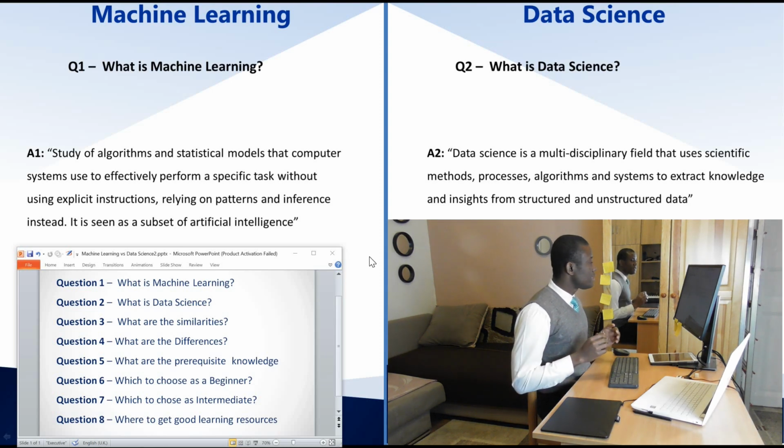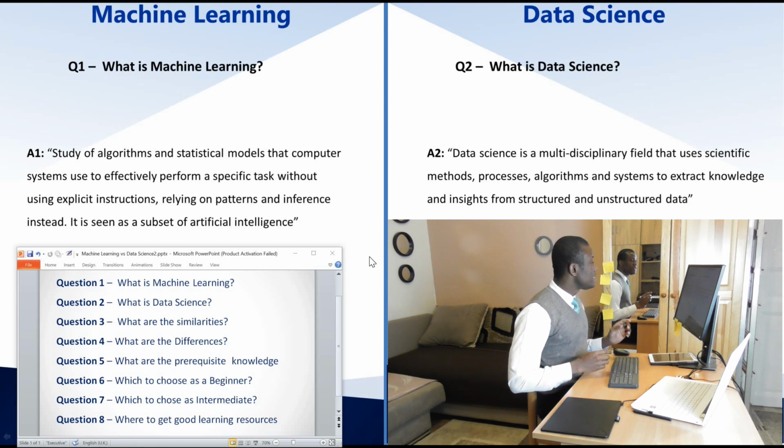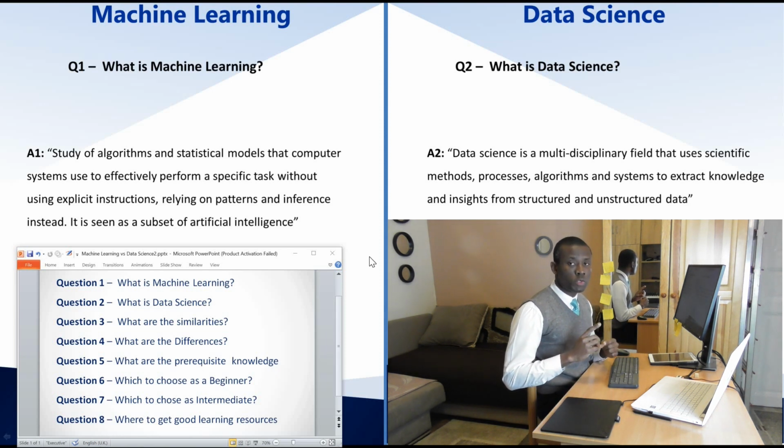Now, it's defined as the study of algorithms and statistical models that computer systems use to effectively perform specific tasks without using explicit instructions, relying on patterns and inference instead. It is seen as a subset of artificial intelligence. So one thing I want you to extract from this definition is, first, machine learning is a subset of artificial intelligence, not a subset or a branch of data science. Another thing I want you to learn from this definition is it has to do with developing models for computers to use to perform tasks without explicit instruction.